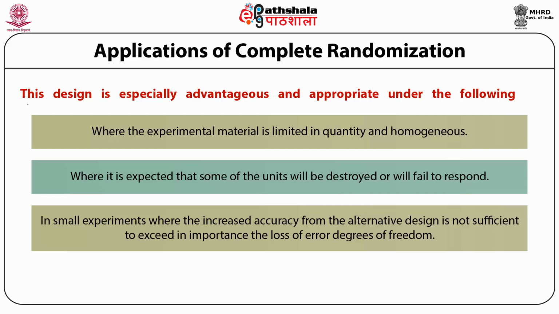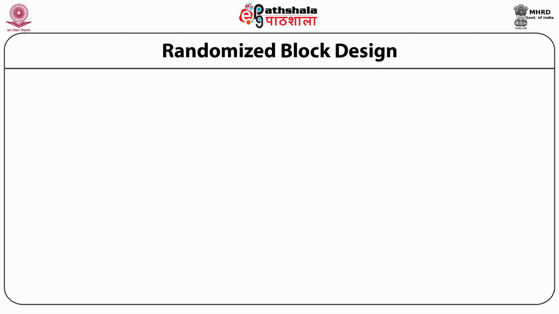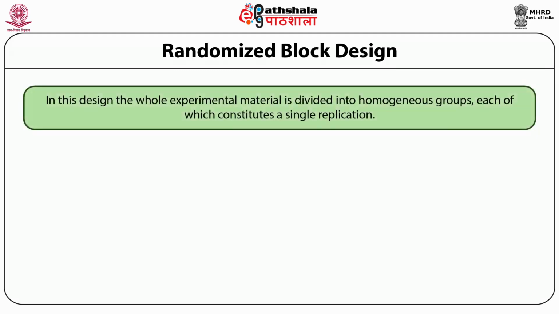If we talk about randomized block designs, in this design the whole experimental material is divided into homogeneous groups, each of which constitutes a single replication. As I told you previously, in the case of seeing the effect of different diets on different age groups of people, those age groups are the blocks. Maybe one age group from 50 to 60 is one block, 60 to 70 another block, 70 to 80 another block.